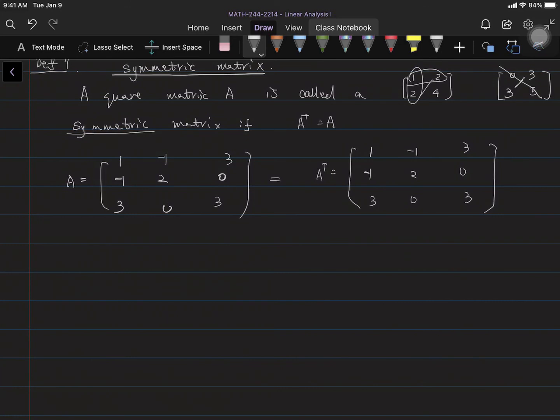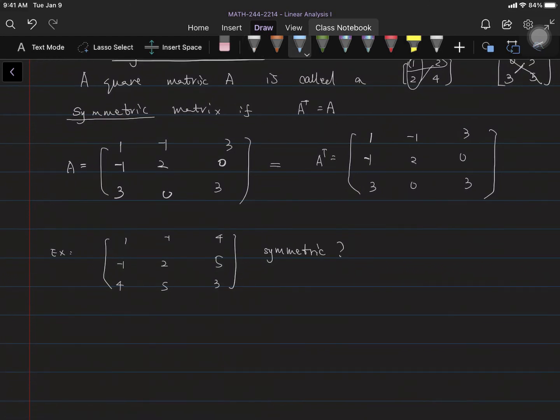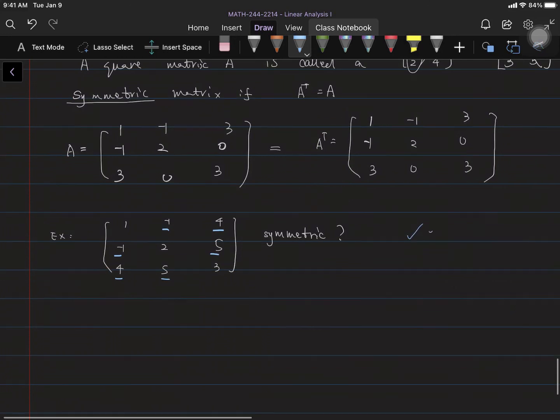Here I'm going to write a matrix, and you can see if it is symmetric or not. Please tell. This is 3 by 3. Is this symmetric? Let's see. This number equals that one. 4 equals 4, 5 equals 5. So yes, this is symmetric actually.